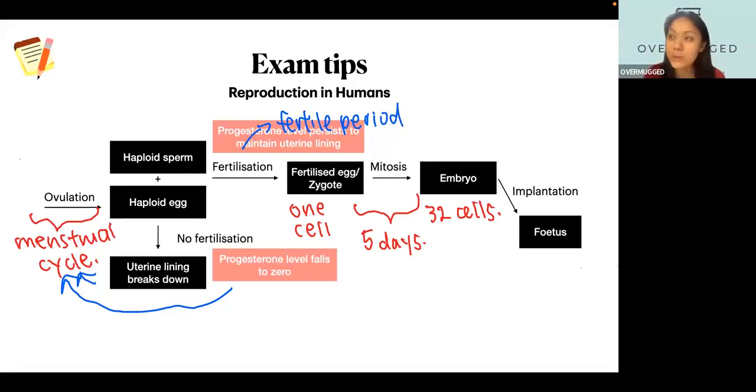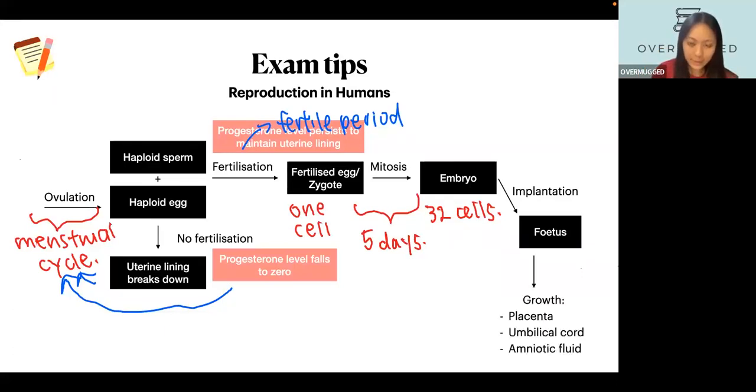So the level of hormones is also something to take note of. But it really depends on the question. If the question asks you to talk about hormones, then you talk about hormones. If not, then you don't. You don't have to always refer to that. Okay, and then the last part is the part I mentioned just now.